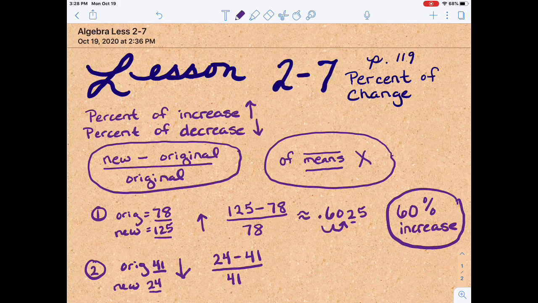So in the calculator, we go 24 minus 41 equals negative 17. We're going to hit divided by 41, and we get a negative 0.4146, and there's more numbers there. We're not going to really keep this negative, but it is telling me that it's going down. I'm going to round this. When I go 2 decimals, this number right here is not big enough to round us up, so we're going to call this a 41% decrease.